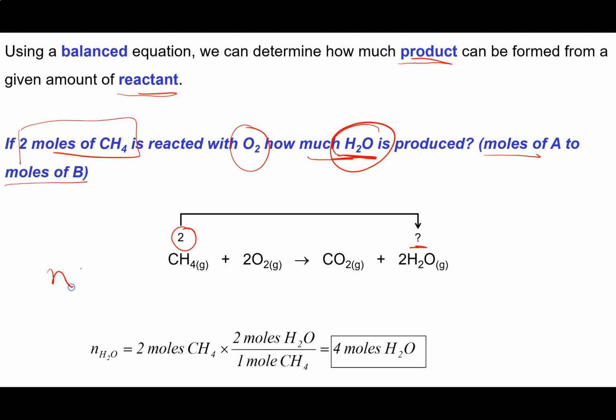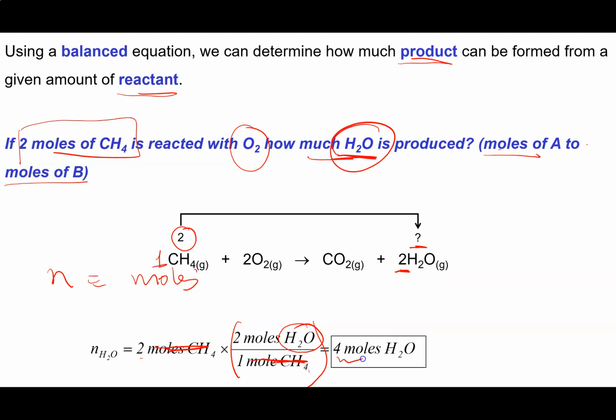A lowercase n is often used to indicate the number of moles of something, and I've done that here. So the number of moles of water is equal to 2 moles of methane, and we know we're going to use a mole ratio to do this, moles of A to moles of B. So for our mole ratio, we want it to have moles of methane on the bottom so that they cancel out, and then it's going to have moles of water on the top line. And you can see from our balanced equation we get 2 moles of water for every 1 mole of methane.